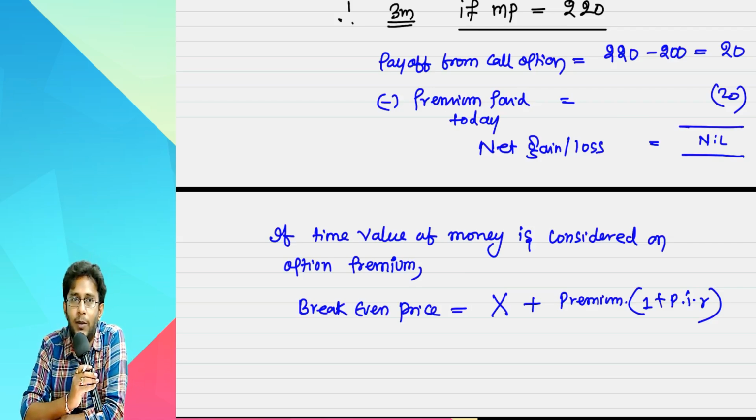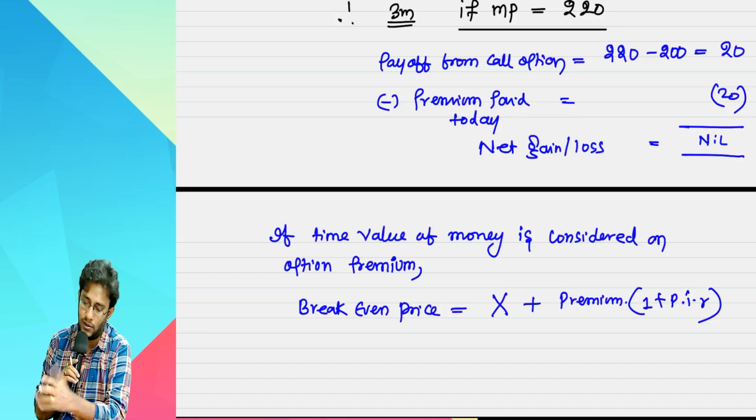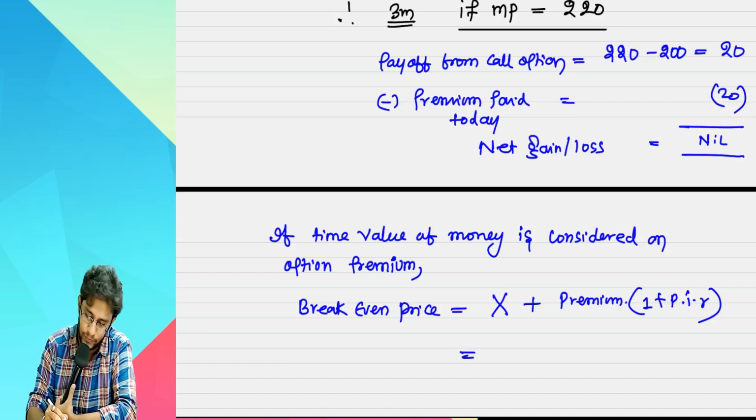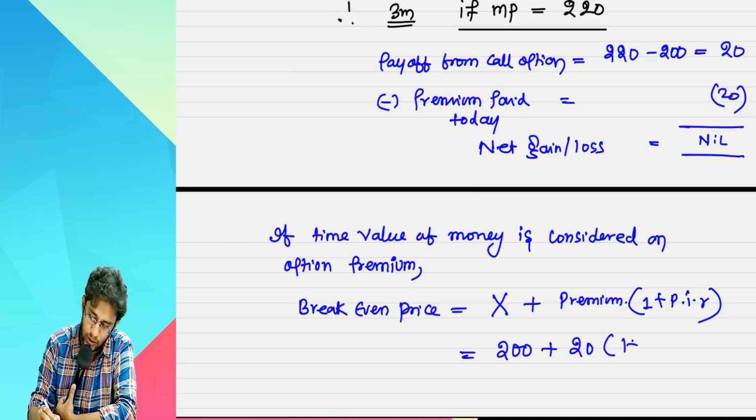Sir, if I work out the net payoff, now I will get a gain. No, sir. You will get a gain, but that gain is really not a gain. Why is that not really a gain? That is your compensation for time value of money. Because if you compute in this case, X is how much? 200. Premium is 20 into (1 plus 0.12 into 3 by 12). I think that's 0.6. So the final answer will be 220.6.